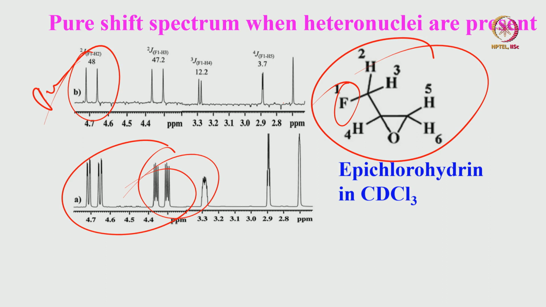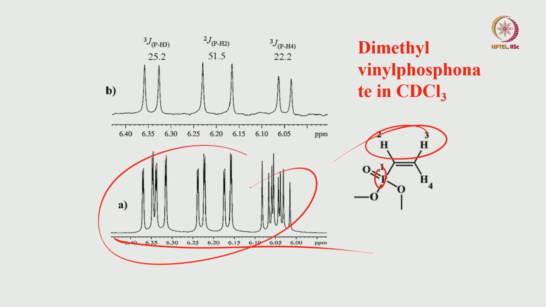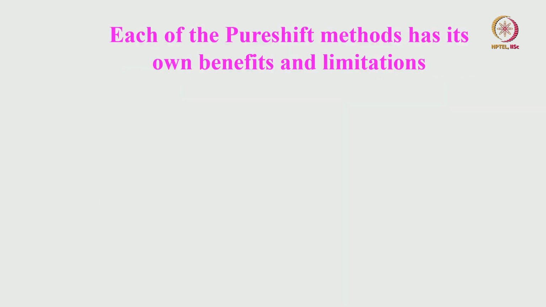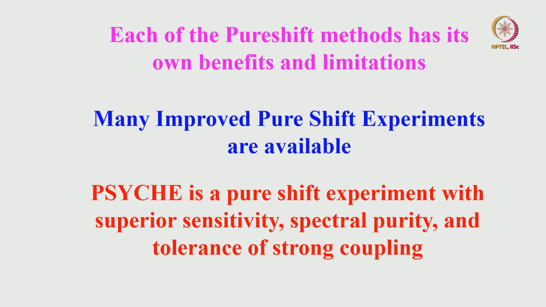Okay, so this is another advantage. And look at this molecule, we have phosphorus here and proton-proton couplings. This spectrum has both HH coupling and PH coupling. Both phosphorus-proton and proton-proton couplings complicate this spectrum. Do the pure shift here, HH couplings are removed. Each of these, if you measure the doublet separation, gives you phosphorus-proton couplings. That is one advantage. So all these pure shift methods have their own benefits and limitations, and there are many improvements available, and Psyche is the best pure shift experiment available. I have not discussed Psyche, there is no time, an interested student can look at that.